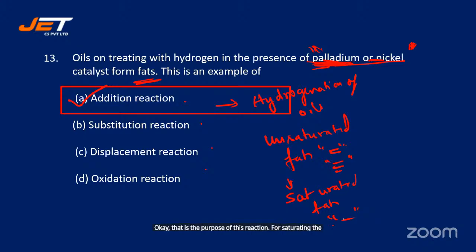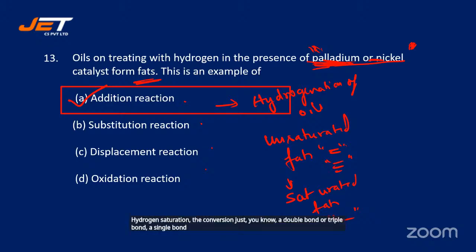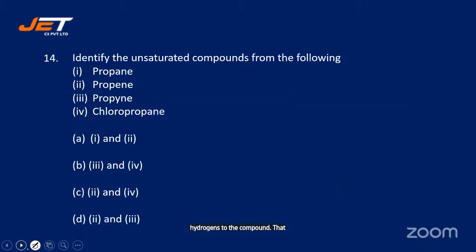It is also called as hydrogenation because we are adding hydrogens. Hydrogens యాడ్ చేసి ఈ కన్వర్షన్ చేస్తున్నాం, ఆ డబల్ బాండ్ ఆ త్రిబుల్ బాండ్ని సింగిల్ బాండ్ కింద మారుస్తున్నాం కాబట్టి దాన్ని హైడ్రోజనేషన్ అని కూడా అంటాము. అలాగే వీటిని ఎడిషన్ రియాక్షన్ అని కూడా అంటారు బికాస్ వీఆర్ యాడింగ్ ద hydrogens to the compound. That is the significance of the reaction.